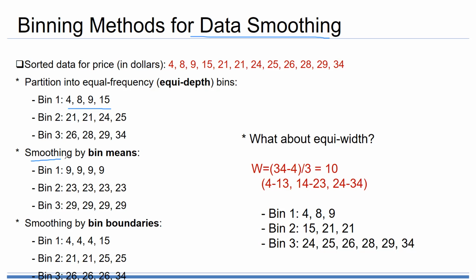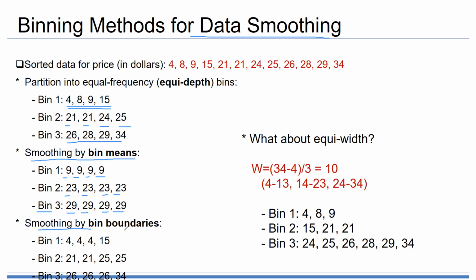The smoothing can have several methods. For example, we want to smooth the data by means. From 4 plus 8 plus 9 plus 15, the mean is 9. Then every data can be changed into 9. For the second one, if we calculate the mean, it is 23, so we can change to 23. For bin number 3, we can just smooth the data by bin means.